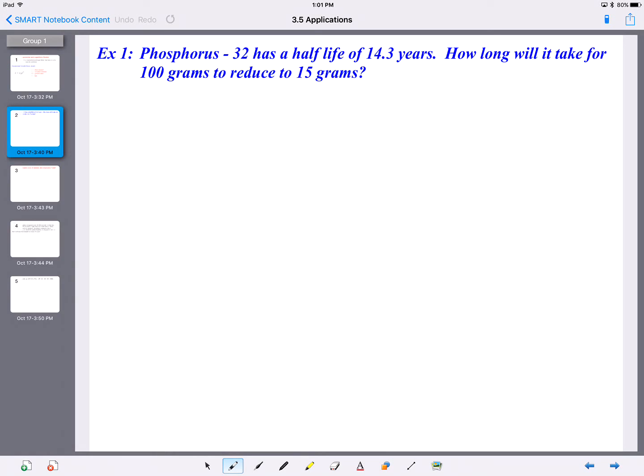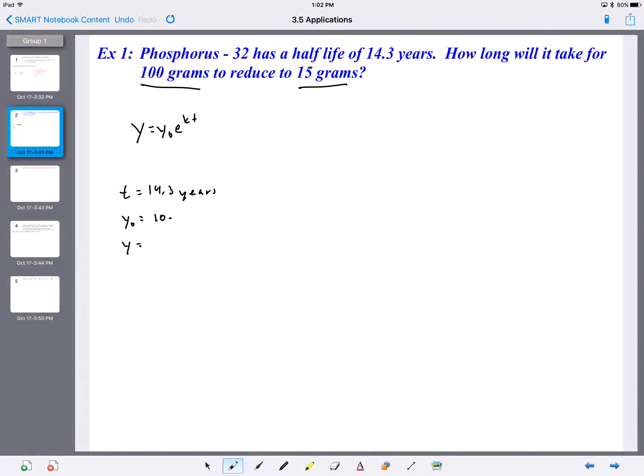So let's go ahead and set up our equation. We have y is equal to y sub 0 e raised to the kt. What is it that we have? Well, it says 14.3 years, so that must be our time. But that's the time for half-life. When we get into how long will it take for 100 grams to get to 15 grams, well, those aren't half of each other. So we kind of have to set up our own initial and final. So you can pick any initial that you want.